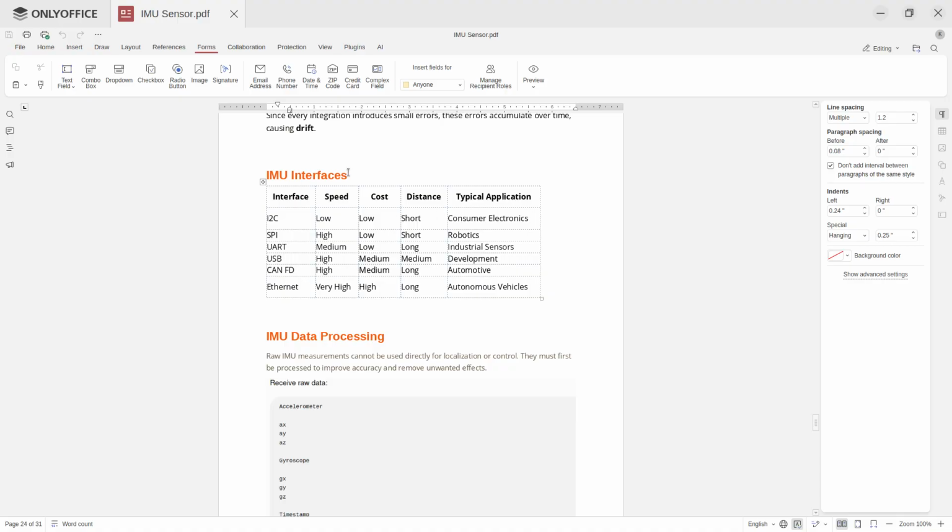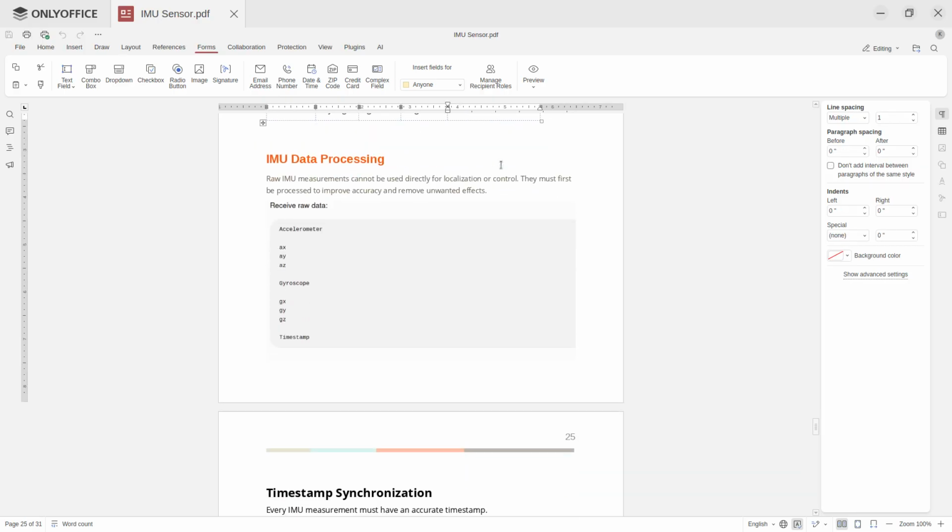So what are IMU interfaces? The different interfaces are I2C, SPI, UART, USB, CAN-FD and Ethernet. You have different speed, cost, resistance and typical application; you can have a look here. Now, IMU data processing. Raw IMU measurements cannot be used directly for localization or control. They must first be processed to improve accuracy and remove unwanted effects.